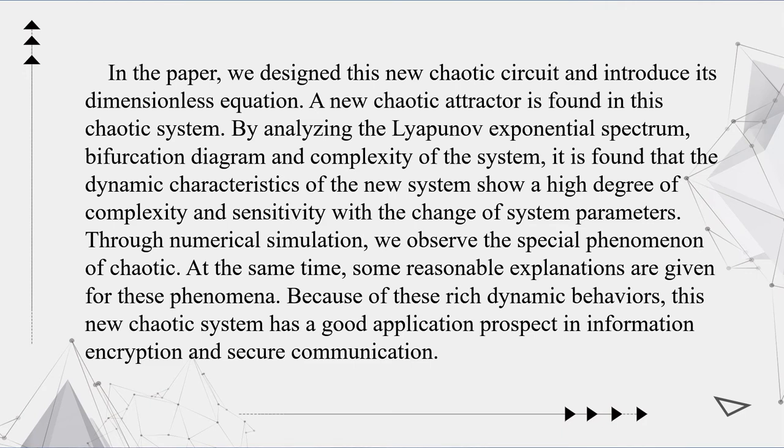At the same time, some reasonable explanations are given for this phenomenon because of the rich dynamic behaviors. This new chaotic system has a good application prospect in information encryption and secure communication.